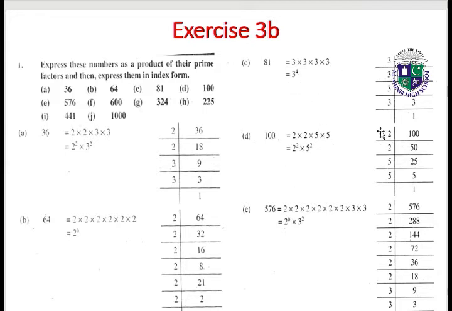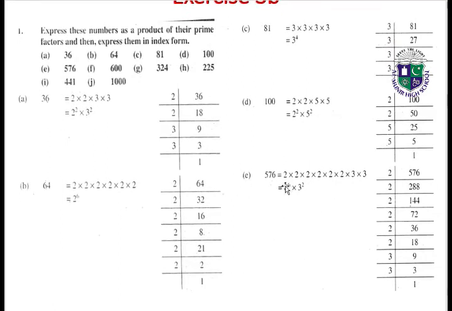Part D, 100. 2 5s are 10, 0, 2 2s are 4, 1 carry, 2 5s are 10, 25, 5 5s are 25, 5 1s are 5. 2 multiplied by 2, multiplied by 5, multiplied by 5, 2 square multiplied by 5 square, index notation.